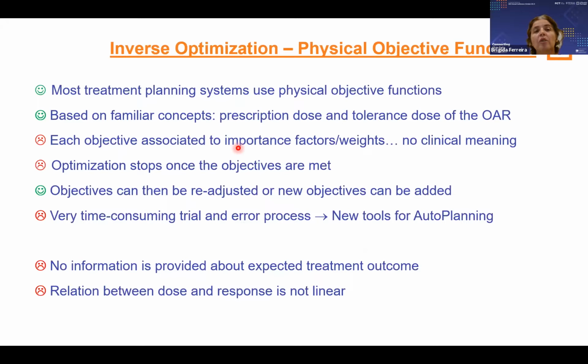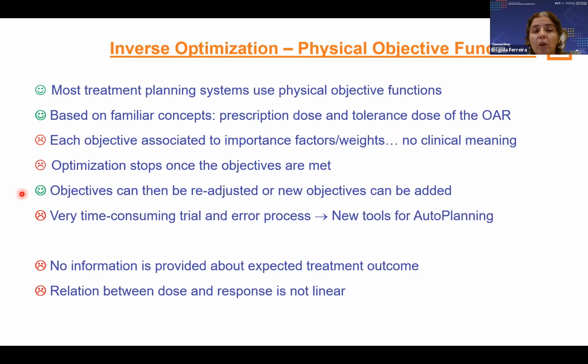As for advantages and disadvantages of these physical objective functions, most treatment planning systems nowadays are based on them. And the objectives are familiar to us. All of us are very familiar with prescription doses and with tolerance doses for the organs at risk. The problem is that each of the objectives that we use in the optimization is associated with importance factors that actually don't have any clinical meaning. And as soon as the objectives are met, the optimization stops.